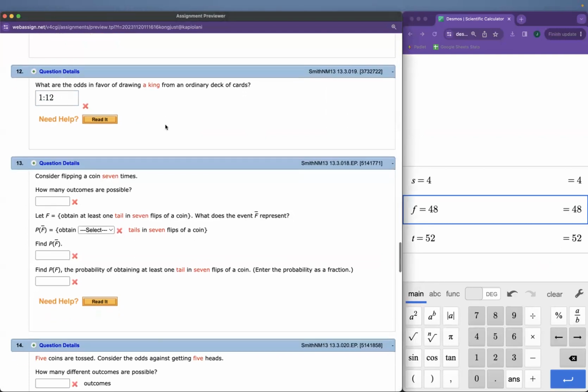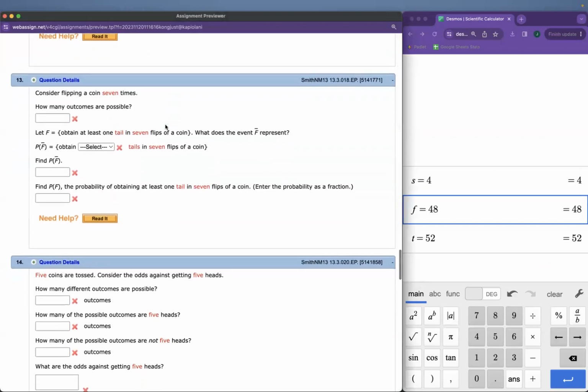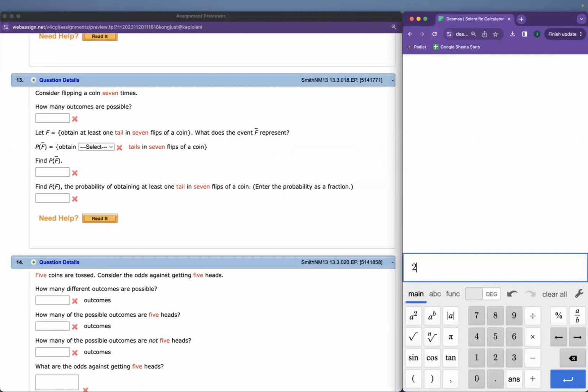Okay, number 13. Consider flipping a coin 7 times. How many outcomes are possible? 2 to the 7th, which is 128.